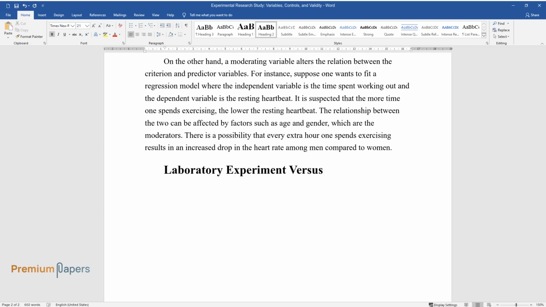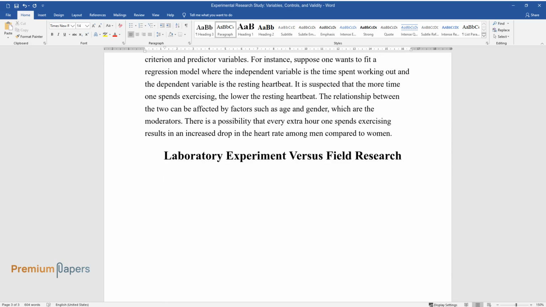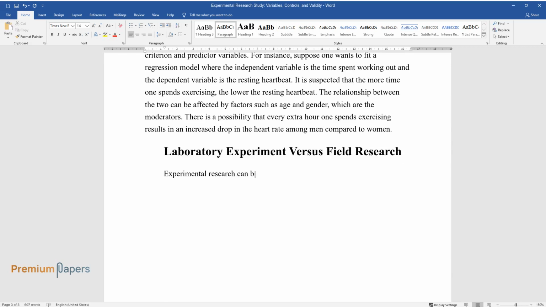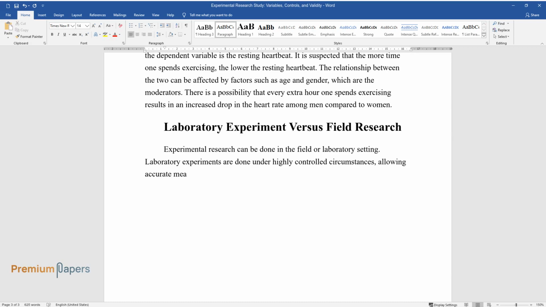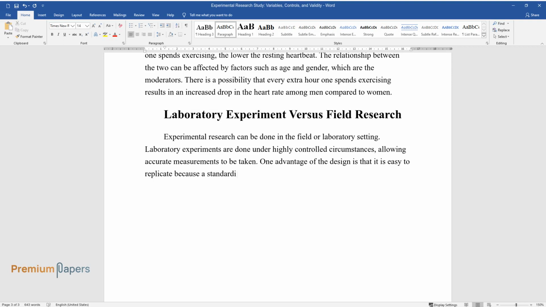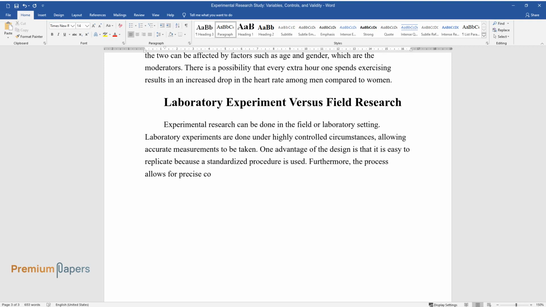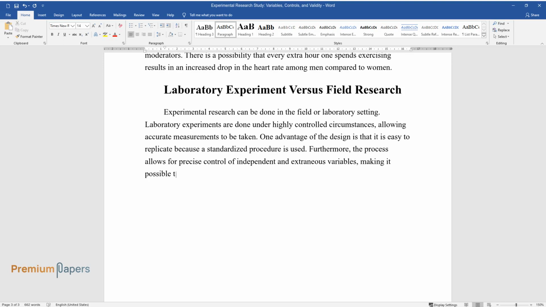Laboratory experiment versus field research. Experimental research can be done in the field or laboratory setting. Laboratory experiments are done under highly controlled circumstances, allowing accurate measurements to be taken. One advantage of the design is that it is easy to replicate because a standardized procedure is used. Furthermore, the process allows for precise control of independent and extraneous variables, making it possible to show a cause and effect correlation.